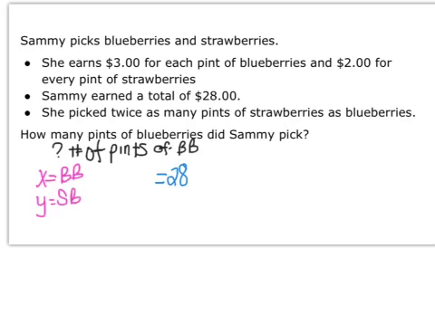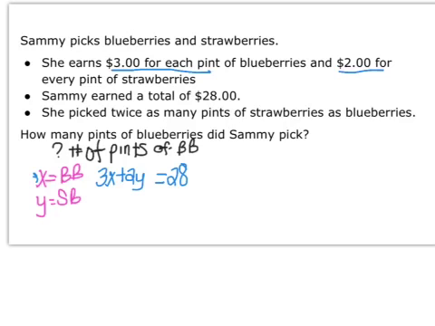So how does she earn a total of $28? Well, she earns $3 for the blueberries. I don't know how many blueberries, so that means it's going to be 3 times X, because I let X be the blueberries. And it's $2 for every strawberry. So she's making $2. I don't know how many strawberries she sold, so that's going to be 2Y. So this is my equation in standard form.